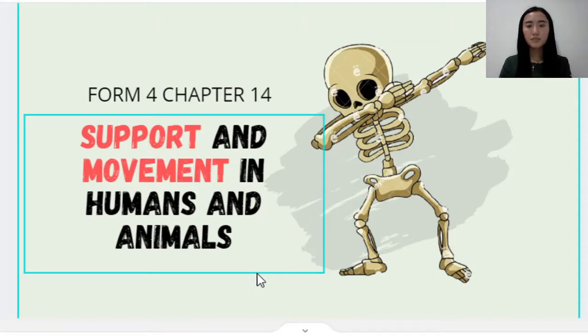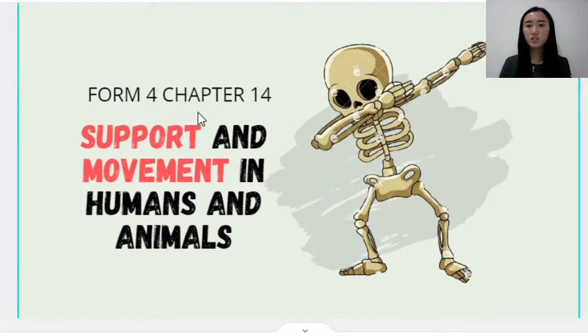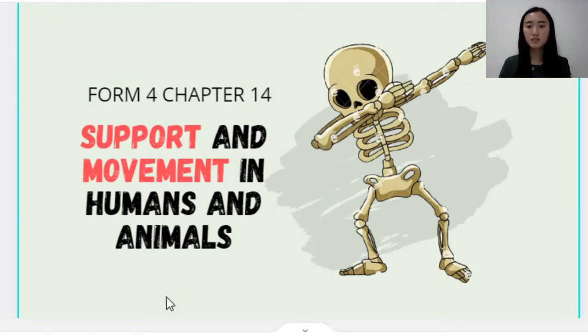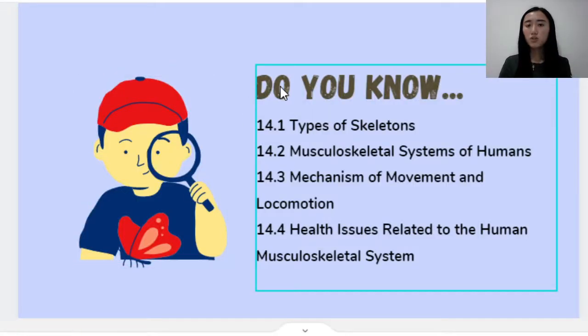I'm Lim Ziqi. I'm going to share with you all from Form 4 Biology Chapter 14, which is Support and Movement in Humans and Animals. Do you know what we are going to learn in this chapter? There are a total of 4 subtopics in this chapter, which are types of skeletons, muscular skeletal system of humans, mechanism of movement and locomotion, and also the health issues related to the human muscular skeletal system.